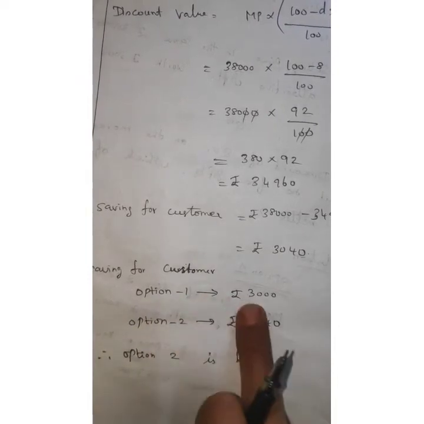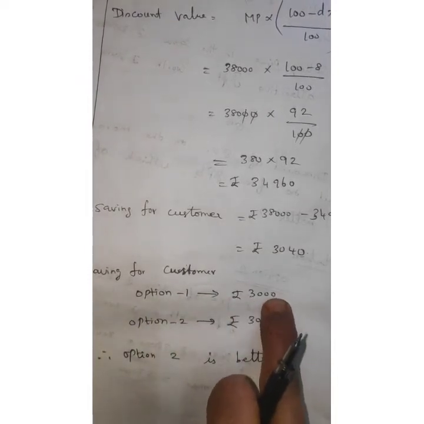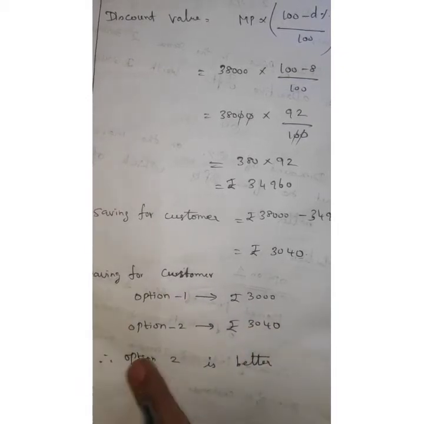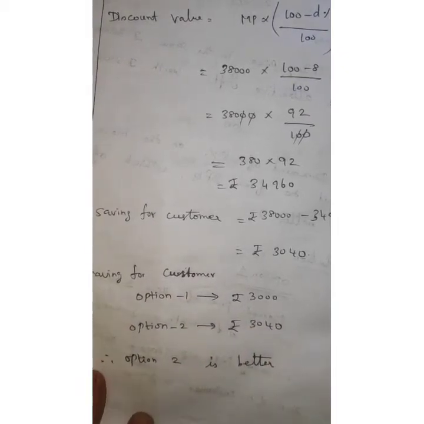So option 1 equals 3000 only as the benefit for the customer. Option 2 is 3040 rupees. Therefore option 2 is better.